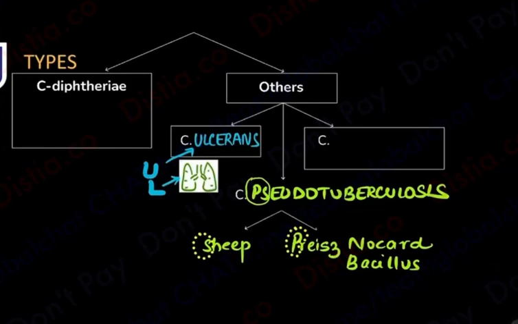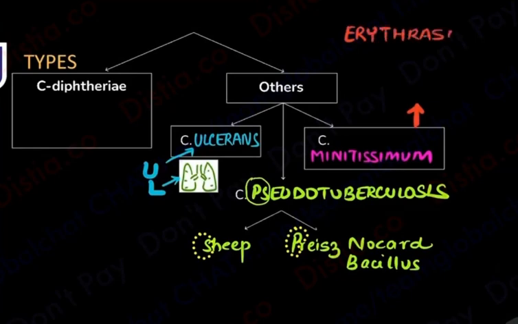Coming to the last one, that is Corynebacterium minutissimum, and this Corynebacterium minutissimum gets you a lot of questions when it comes to dermatology. So what is it? Corynebacterium minutissimum, I'll write it with a red color because this tends to show you the very famous reddish rash. Can I call it erythrasma? I call it erythrasma because this is going to be a red rash that is present where?